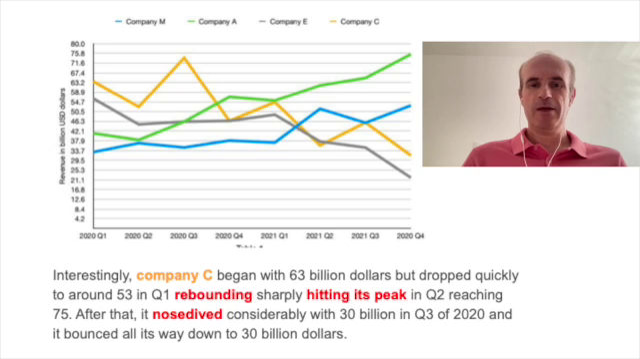And what then happens? It rebounds basically, but I chose to use the word rebounding sharply. Sharply is another adverb that I want to use to express how this movement actually happened. It happened sharply, hitting its peak in the second quarter, reaching 75.